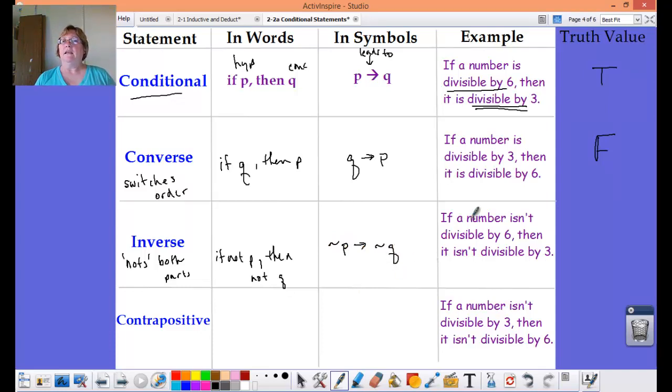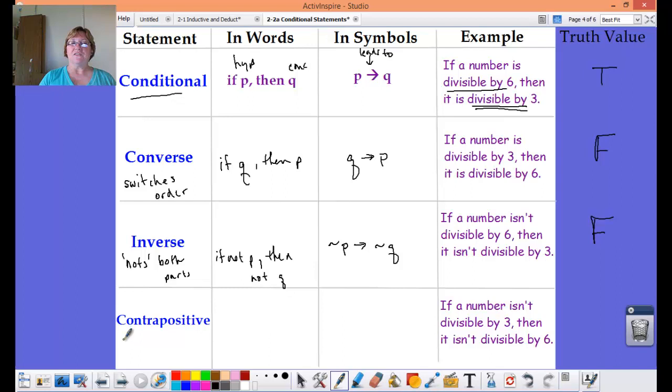And in my example, if a number is not divisible by 6, then it isn't divisible by 3. Again, I think you can prove that to be incorrect by looking at a number like 9. 9 is not divisible by 6, but it is divisible by 3. That also is false. The last of the related statements is the contrapositive.